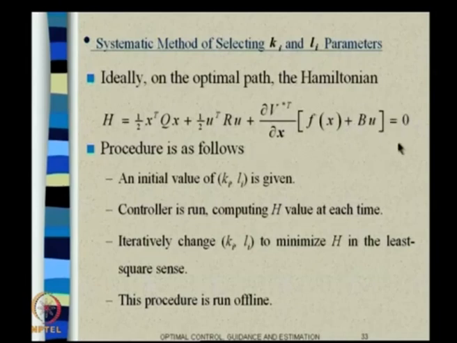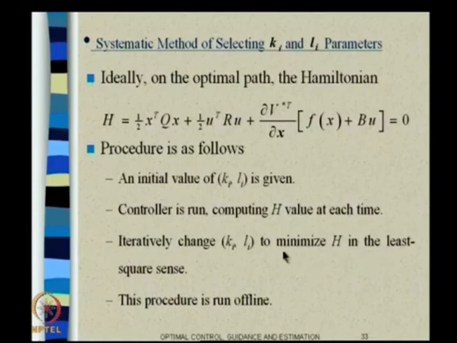In other words, on the entire optimal path, Hamiltonian should remain 0. So, you try to fix a Ki Li pair which will make sure that happens. So, you select an initial value of Ki Li, something like a guess value basically. Then once you start running the control, you can compute your H, and iteratively you have to change this pair to minimize H, in the least square sense.